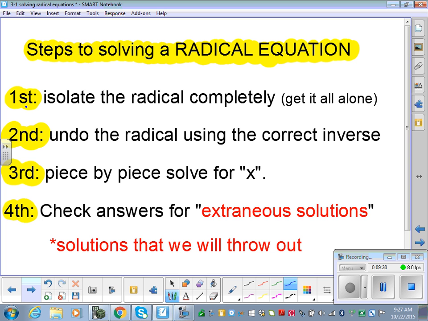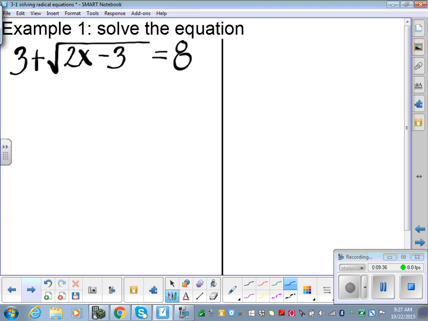We all have the picture ready to practice. That's all we're learning. Now we just have to practice it. A couple things. Okay, so let's solve this one. We're going to start with simple square root equations. So you guys are pretty good at root equations, square roots. So we have 3 plus the square root of 2x minus 3, which is equal to 8.